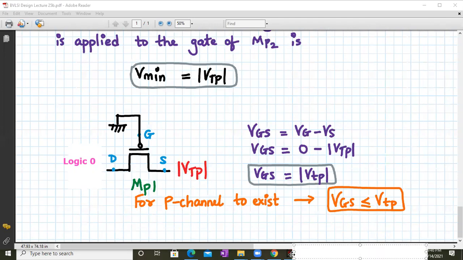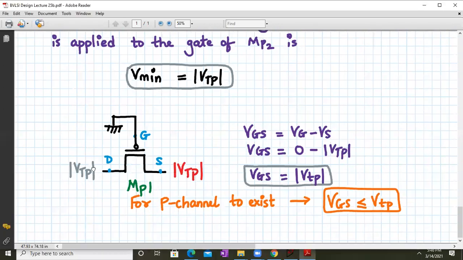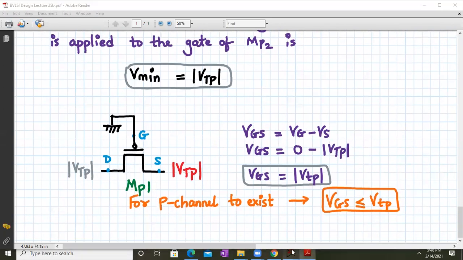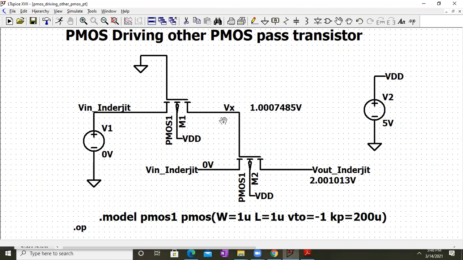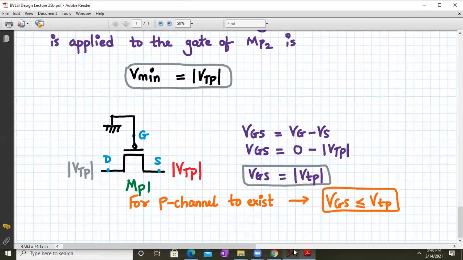That is why, over here, let me clear the drawings now. Remember that this drain voltage is at logic 0. By mistake, it is written mod of VTP. Let me go back to this. So that is why Vx over here, the output of the first transistor, is mod of VTP, which is mod of minus 1, which is 1 volt.